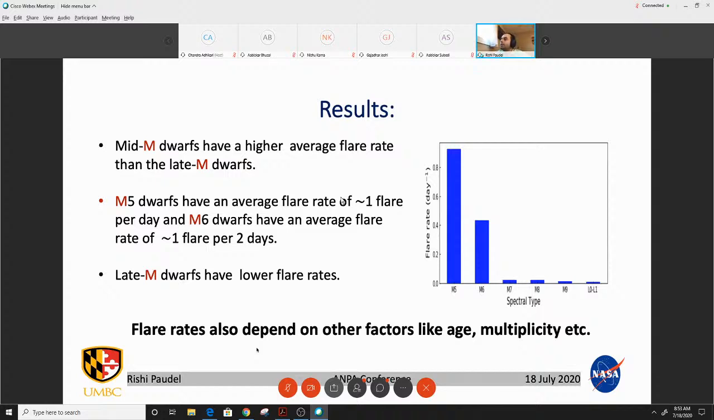Here is one of the results from my project. In this plot, I compared the flare rates of different M dwarfs: M5, M6, M7, M8, and M9 M dwarfs. In general, what I found is that the mid M dwarfs have a higher average flare rate than the late M dwarfs. The M5 dwarf has an average flare rate of 1 flare per day, and the M6 M dwarf has an average flare rate of 1 flare per 2 days. The late M dwarfs have lower flare rates. However, the flare rates also depend on other factors like age and multiplicity. I have not taken into account these factors, so the results may slightly change if I take them into account.